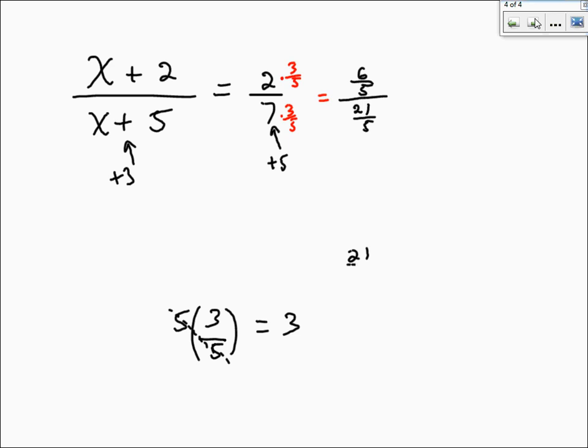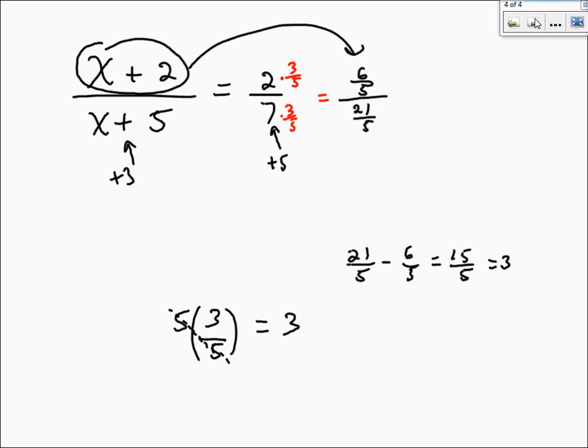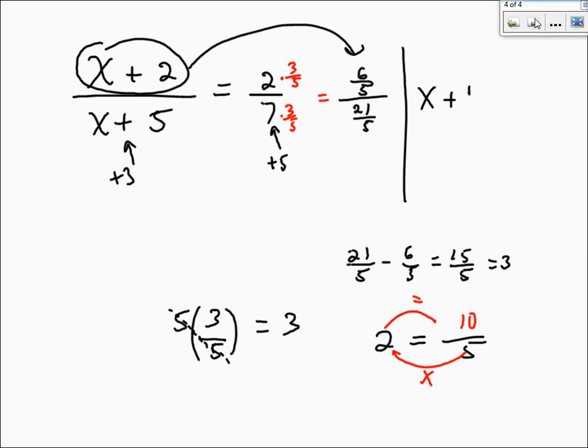And just for the record, the bottom minus the top, if the bottom's bigger, is 15 over 5. Look at that. The bottom is 3 bigger. So now all I do is say x plus 2 equals 6/5. I would love to write 2 with the 5 on the bottom, and that's very easy to figure out, because 5 times 2 must equal the number on top. So I'll write the 2 as 10 over 5, and this is equal to 6/5.